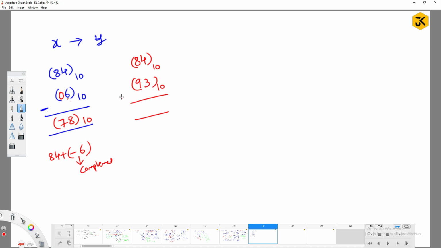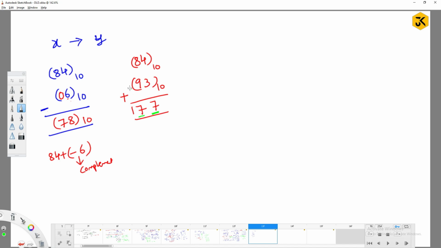Now I can simply perform addition. You can observe that for the same data I have used only the same circuit, the addition circuit. Now perform addition: 4 plus 3 is 7, 8 plus 9 is 17, so 177. But what result are we expecting here? 78. So what is the maximum space available for us to store the data? 2 digits are enough, 2 digits are sufficient.